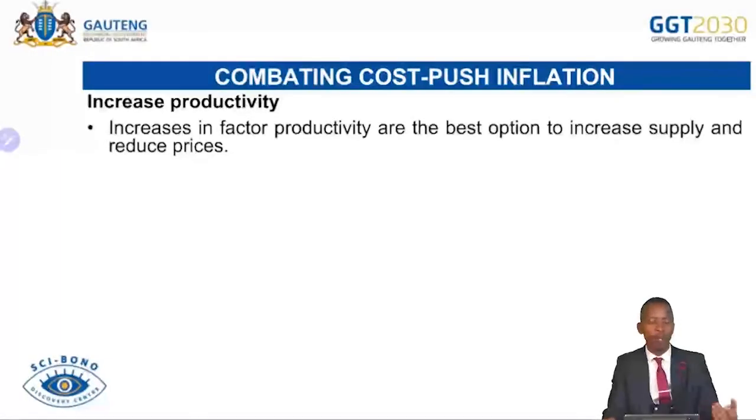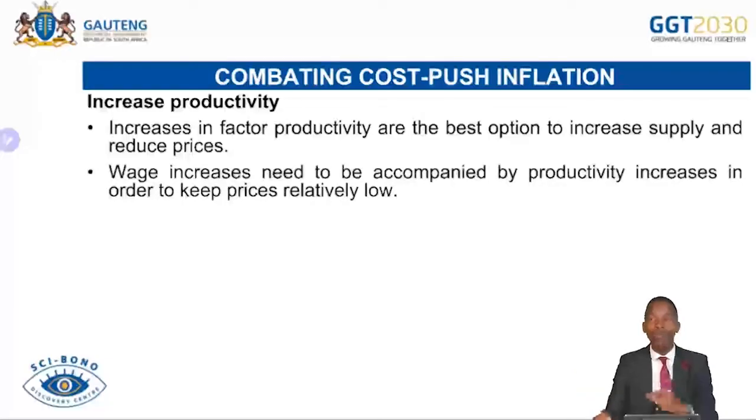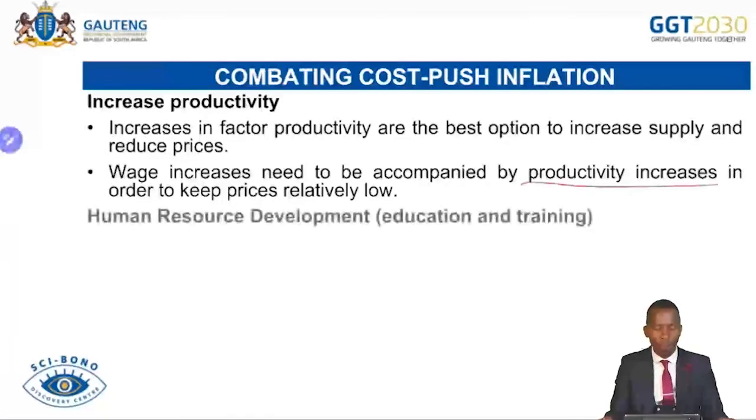And then how can you combat cost push inflation? There must be increased productivity. We know that if there is more productivity being made available in the economy, that can lead to relatively lower prices, because higher productivity means more supply of goods and services. Then that will lead to lower prices in the economy. Increase in factor productivity is the best option to increase supply and reduce prices. We know that as the supply increases, prices will drop. Wage increases need to be accompanied by productivity increases in order to keep prices relatively low. So if wages are increasing, like I've said before, productivity must also increase faster so that prices will be relatively lower.